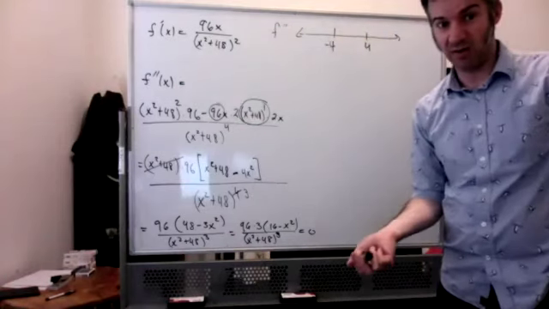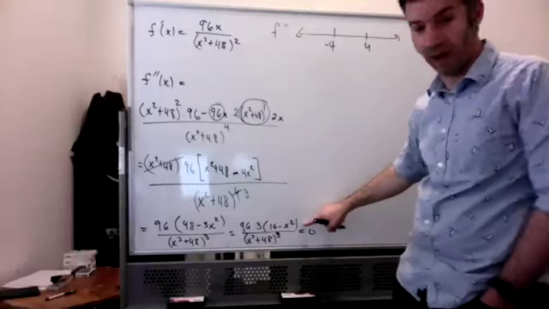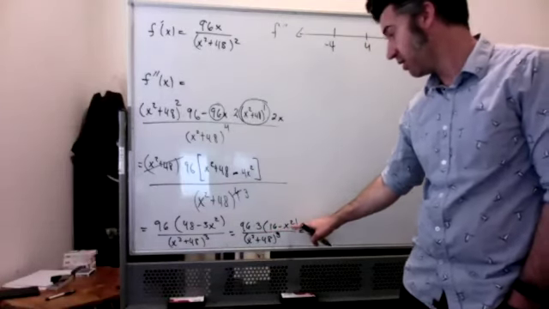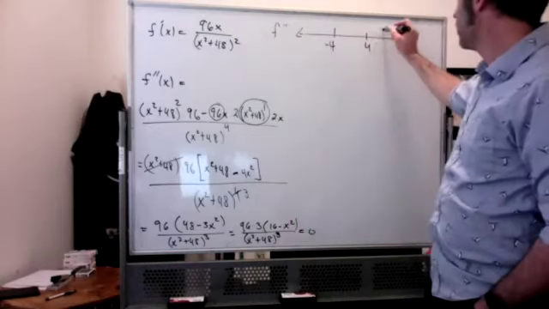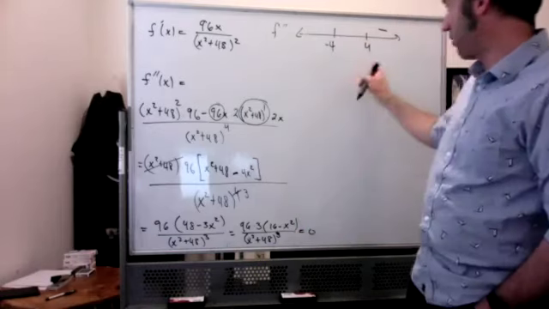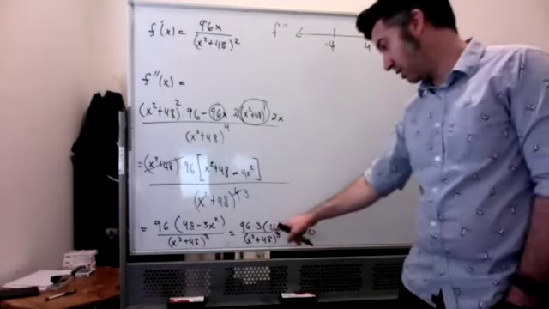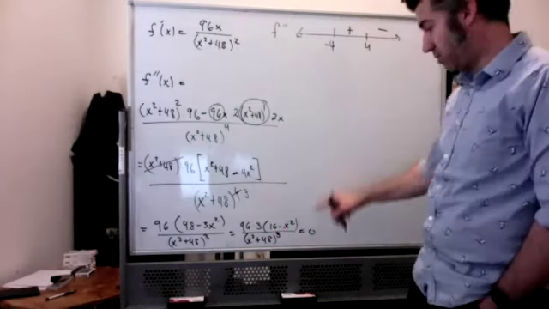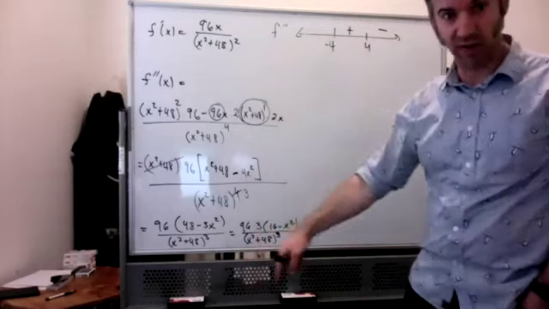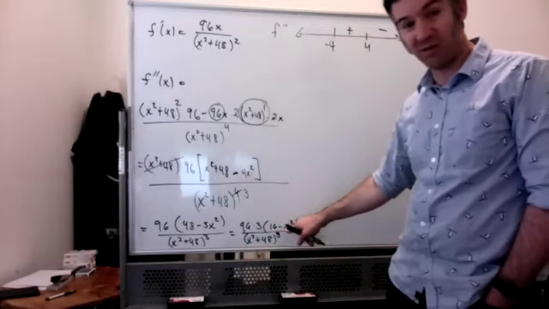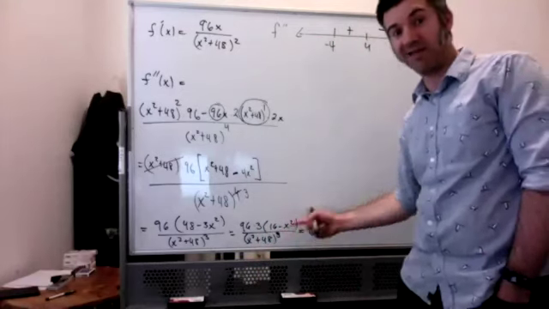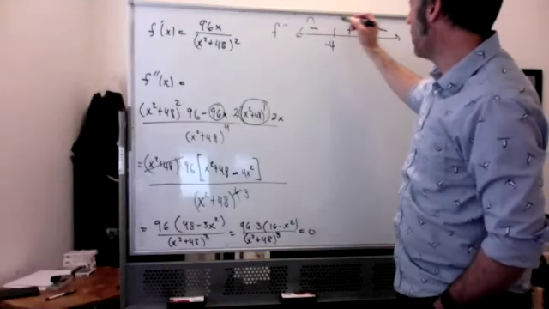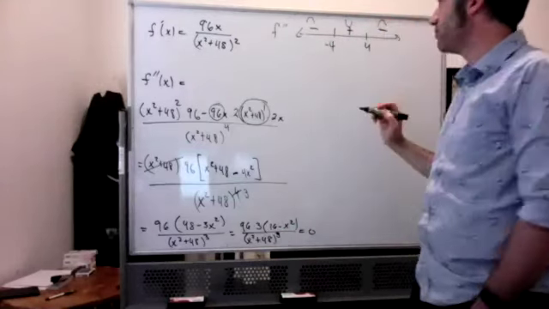And I'm just going to do what I usually do. I'm going to pick something bigger than 4, like 5, and see that the top is 16 minus 25, which is negative. The bottom is positive. And then in between 4 and negative 4, like 0, 16 minus 0 is positive. The bottom is positive. And then something more negative than negative 4, like negative 5. Negative 5 squared is positive 25. 16 minus 25 is negative. Bottom still positive. So it's concave down, concave up, concave down.